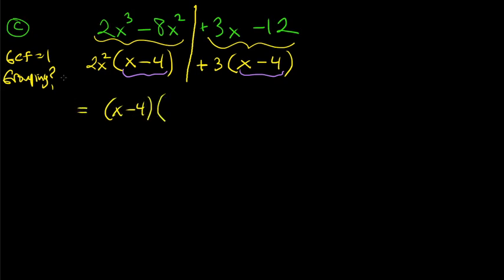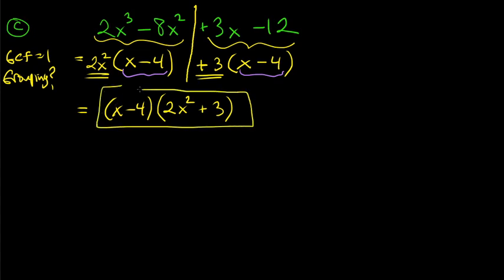And what does that multiply? That multiplies the 2x squared plus the 3. Right? And 2x squared plus 3 is prime. You can't go any further there. And so we're done. Right?